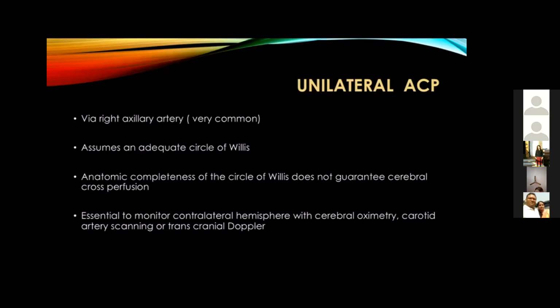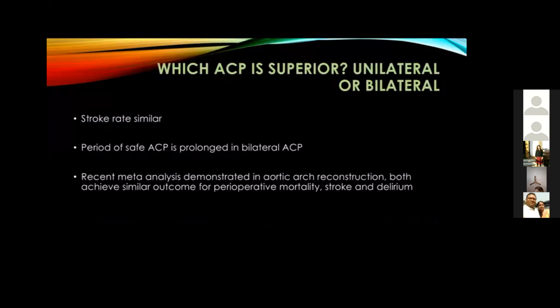So to be on the safer side, we should preferably give bilateral antegrade cerebral perfusion. And it is essential to monitor the contralateral hemisphere with cerebral oximetry, carotid artery scanning, or transcranial Doppler. Now, which ACP is superior, unilateral or bilateral? Studies say stroke rate is similar, but the period of safe ACP is prolonged in bilateral ACP. And a recent meta-analysis demonstrated that in aortic arch reconstruction both achieved a similar outcome for perioperative mortality, stroke, and delirium. So from a complication point of view, both show the same result.